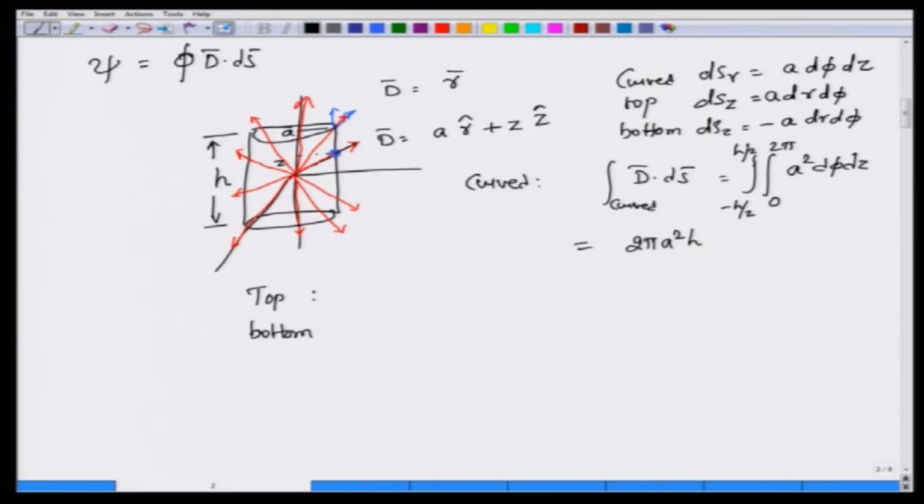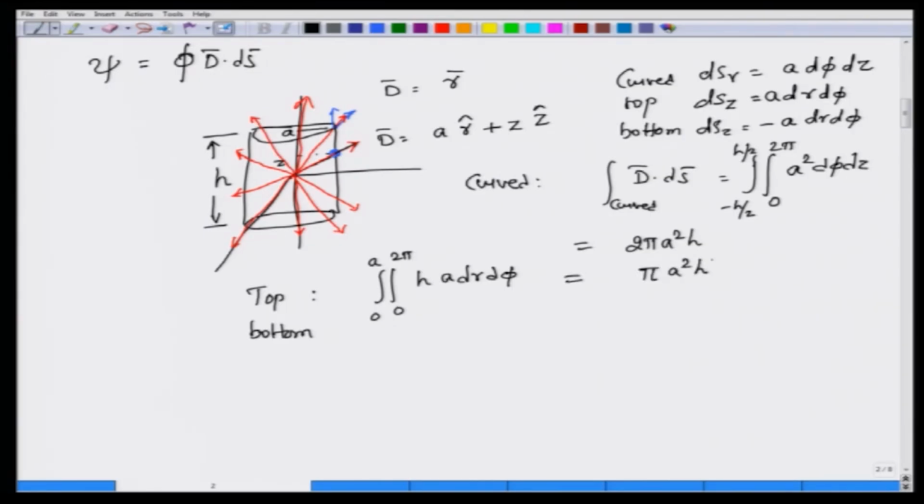The D field has z components along the positive z direction, and the integral of D dot dS on the top surface is given by h into r dr dφ, where φ goes from 0 to 2π and r goes from 0 to a. If you evaluate this integral, you are going to see that it will be πa²h.